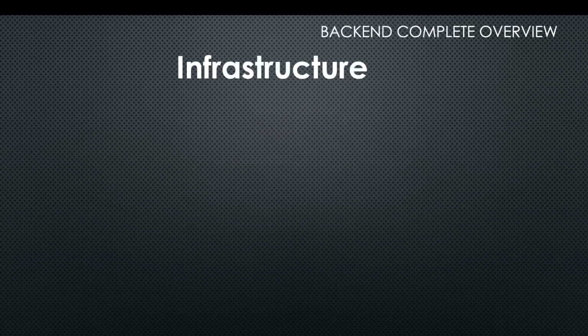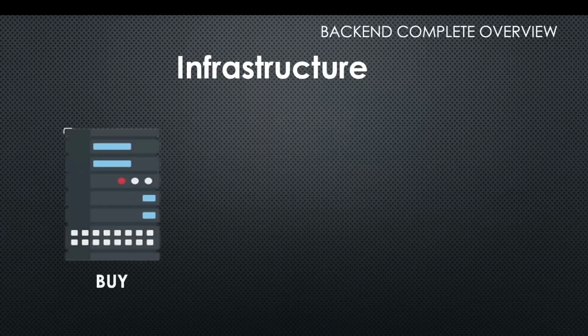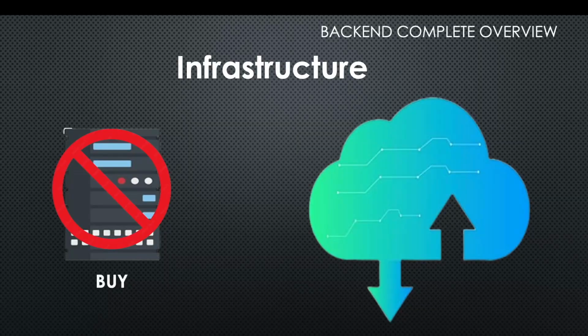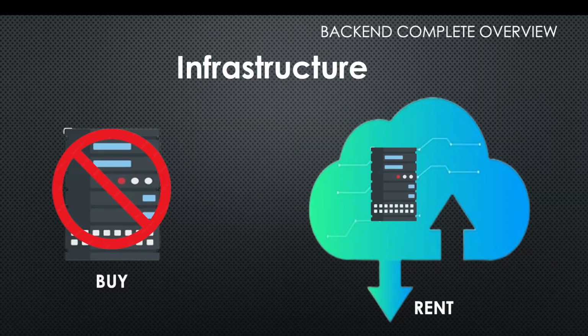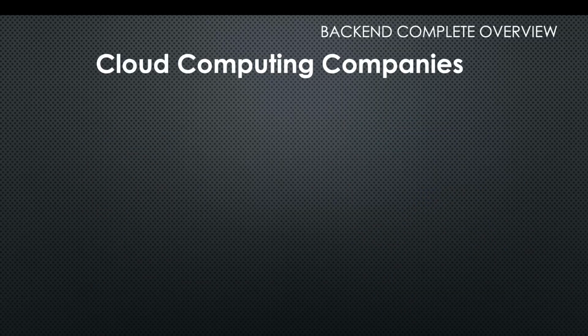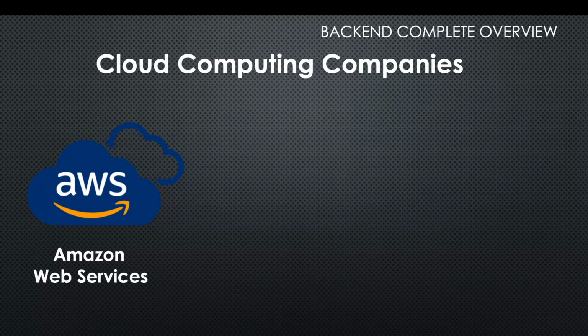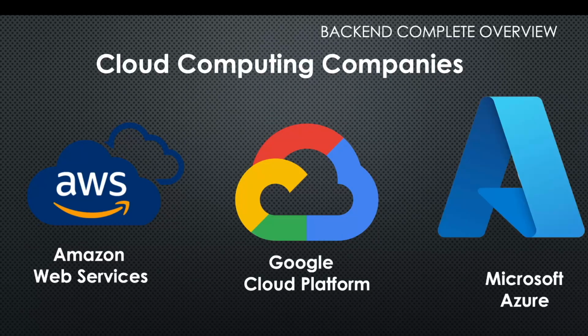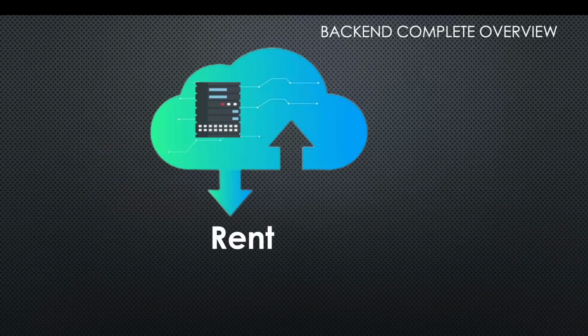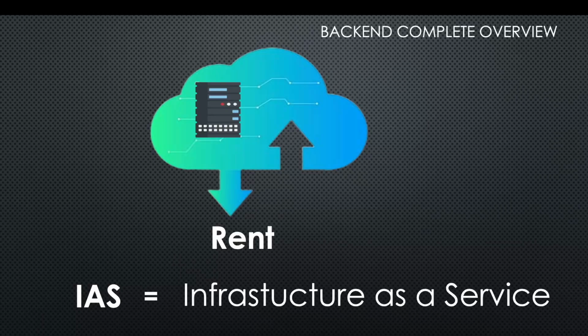Now let's talk about infrastructure. Nowadays, instead of companies buying their own computers to run their websites, they rent computers from a cloud computing company. The biggest cloud computing companies are AWS for Amazon Web Services, GCP for Google Cloud Platform, and Microsoft Azure. The basic idea of cloud computing is you are renting a bunch of computers. This is known as infrastructure as a service.